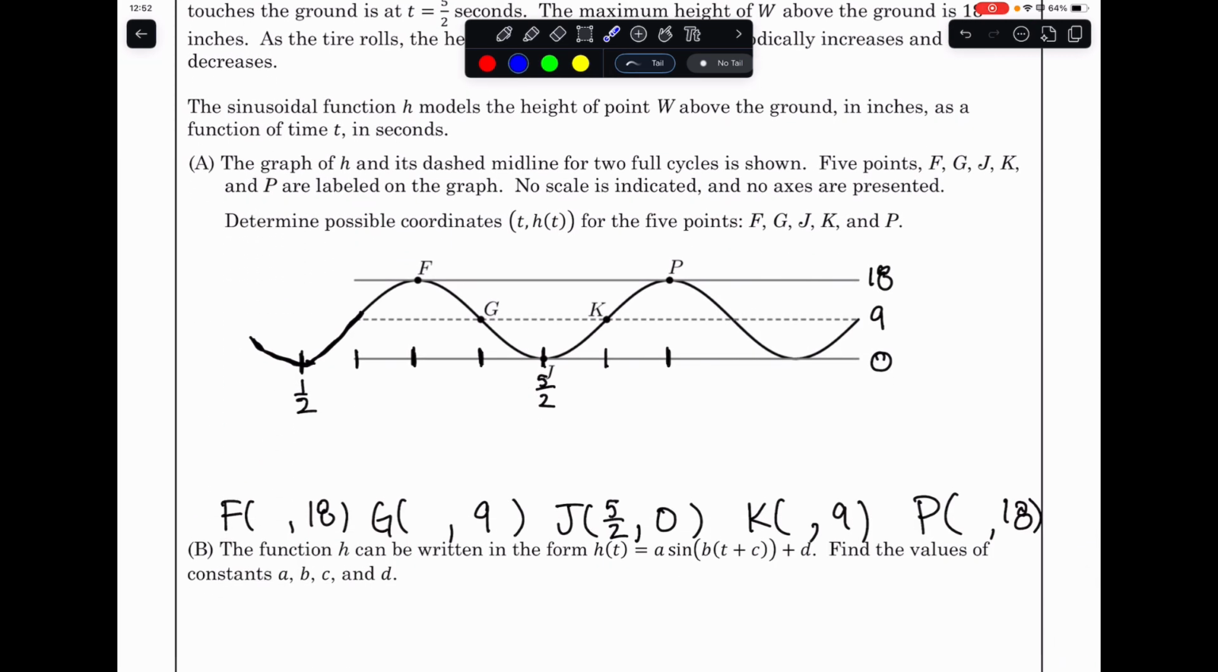And since I'm starting here at the bottom, 1 quarter turn would be 1/2 higher, so 2/2, 3/2, 4/2, 5/2, perfect, matches up, 6/2, and 7/2. So our times here are 3/2 for F. G has a 2/2, which is just 2. J we already got. K is at 6/2, which simplifies to 3. And P is at 7/2. And there you have it. We have the coordinates for F, G, J, K, and P.